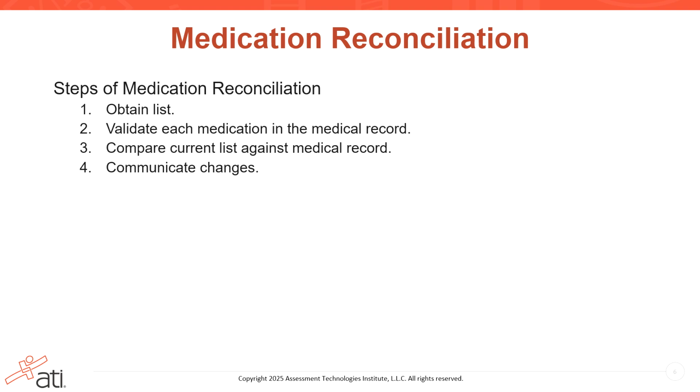We also want to make sure that we are comparing the hospital list and the physician office list with their home medications as well. And anytime that we have a new medication, we want to look at their list of medications and see, are there any interactions that can occur here? And then, of course, the last thing we want to do is communicate any changes. We need to tell our client, and we need to tell all members of the healthcare team that are involved in their care.